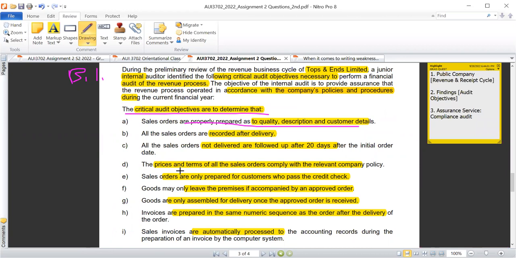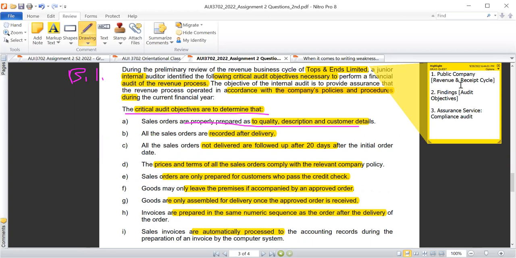So the first point we're told in point A, sales orders are properly prepared as to quality, description, and customer details. All right. So if I'm looking at this, I'm looking at the revenue and receipt cycle, I must be able to pick which of the functions in the revenue and receipt cycle this relates to, right? If I can identify the function to which this particular audit objective relates, guess what? It becomes easier for me to also determine the type of risks we are dealing with.